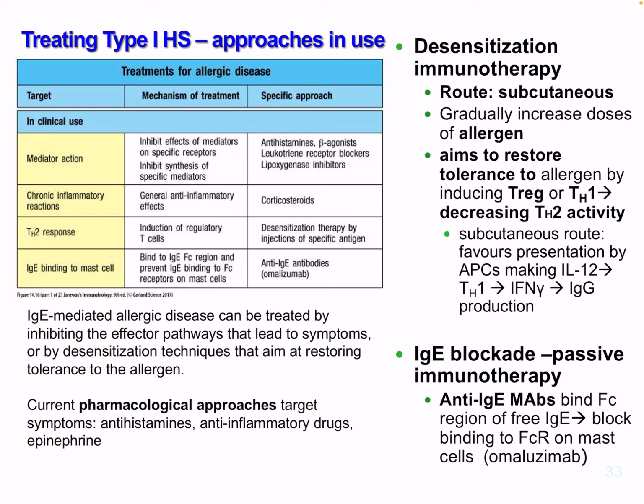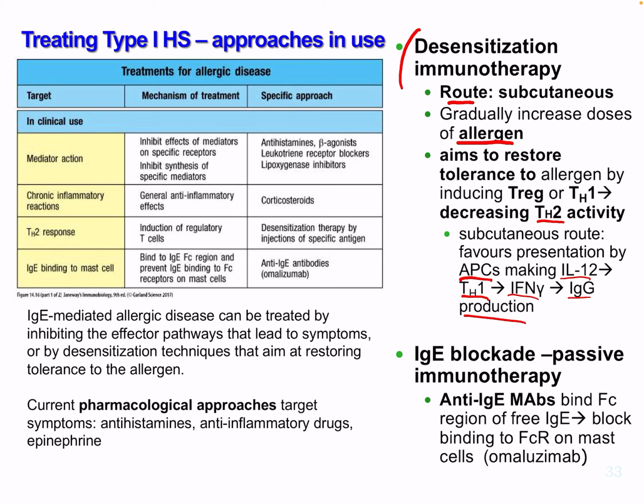So here's a few approaches for type 1 hypersensitivity treatment. So we can have desensitization immunotherapy. So the route of this treatment is subcutaneous, where we gradually increase the doses of the allergen, and the goal is to aim to restore tolerance to the allergen by inducing T regulatory cells, or Th1 responses, decreasing the Th2 activity. So this subcutaneous route favors the presentation by APCs making IL-12, and therefore Th1, interferon gamma, and IgG production.